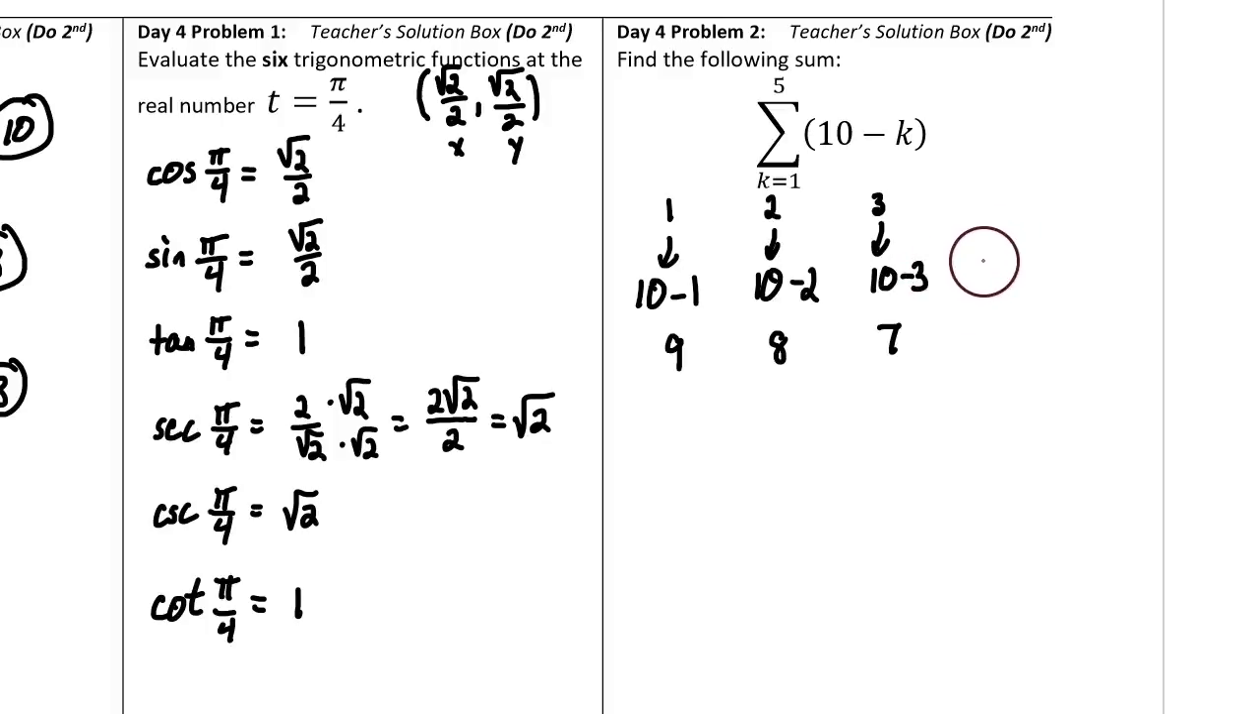Do you see the pattern here? We're going to figure out the sum of 9, 8, 7, 6, and 5. We're finding the sum of these 5 numbers. This adds up to 35.